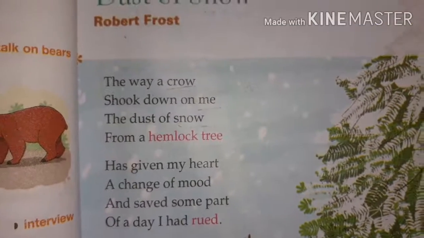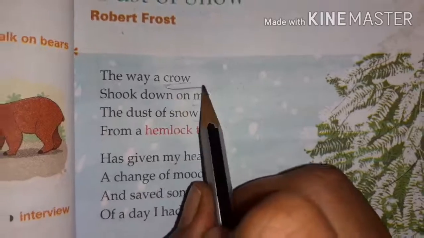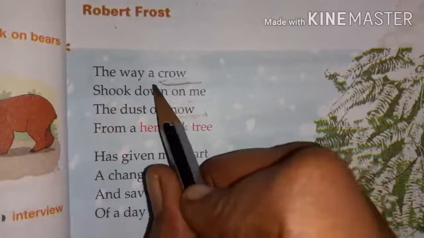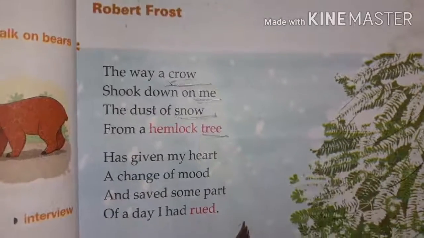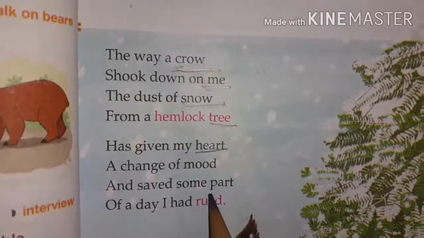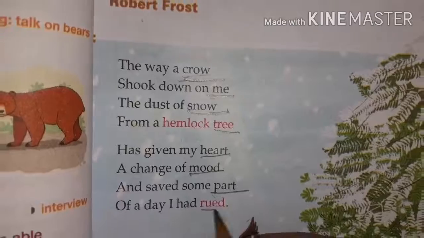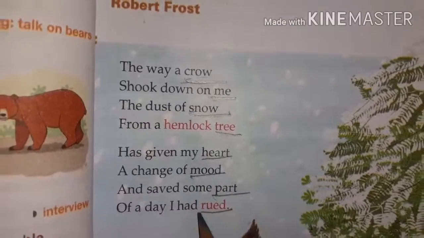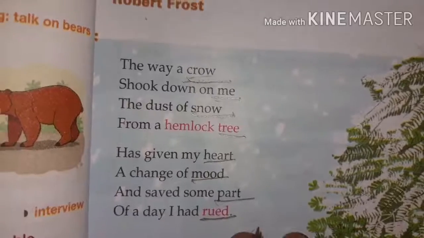Now let us underline the rhyming words. Okay, here the way, a crow, snow. So these two words rhyme together. Then me, tree. These two words rhyme together. Next one, heart, part, rhyming together. Then mood, rude, rhyming together. So these are all the rhyming words from the poem.